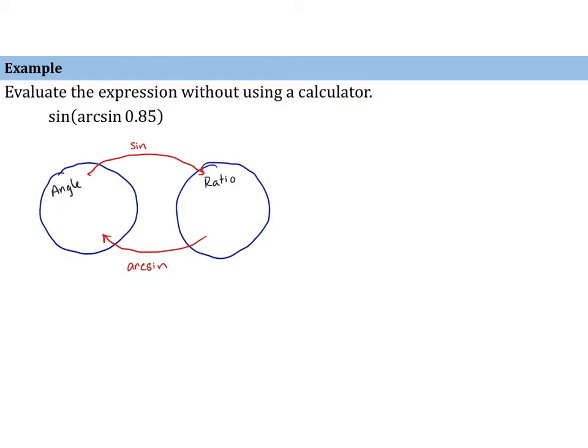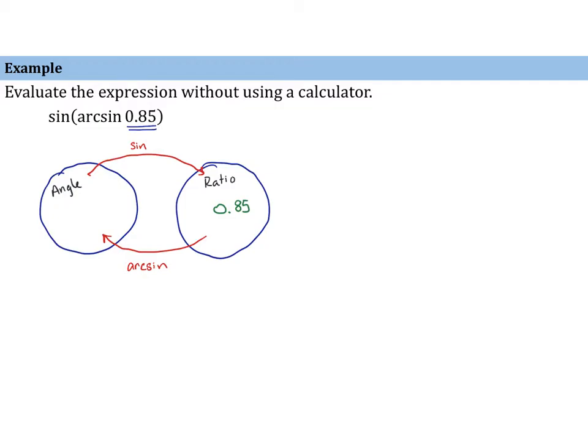And so what is our input of arc sine? The input of arc sine is 0.85. In which circle does that go? Well, it's the input of an arc sine, so the input of an arc sine goes in the ratio circle.